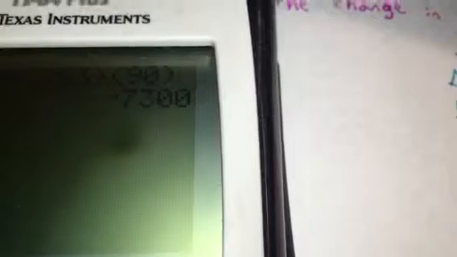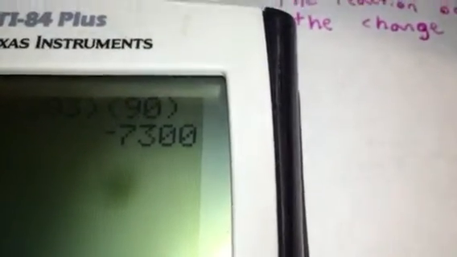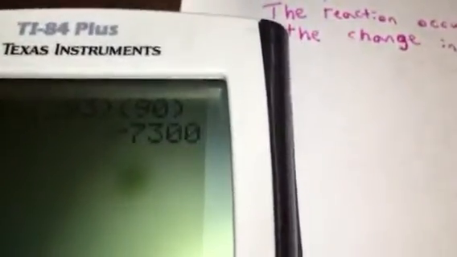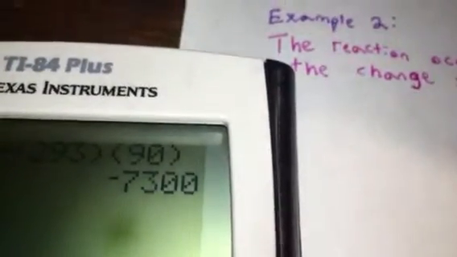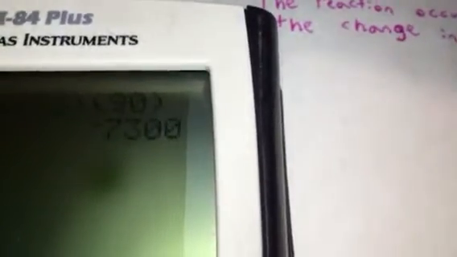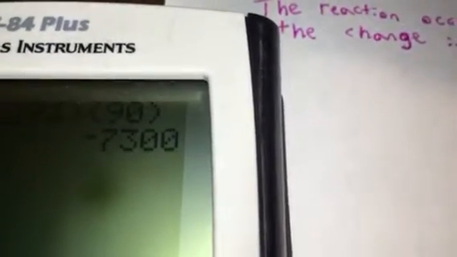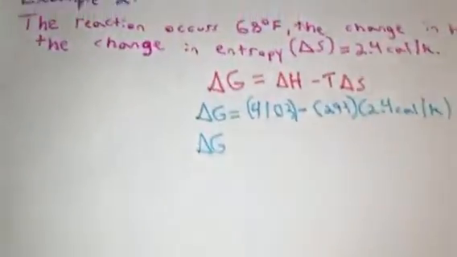So your answer would be -7300, and you can just put that there. Then they normally want it to the nearest decimal, so you can change it to -7.3 cal/K. That's for the first equation.